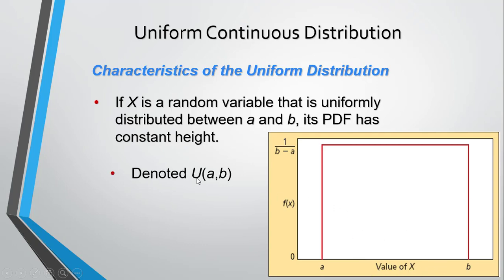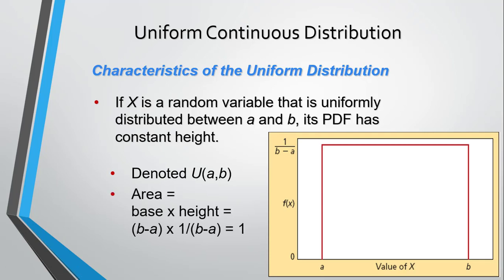Okay? So we can denote this as UAB, that's uniform distribution between A and B. The area is the base times the height. B minus A is the base, this line here. And the height is 1 over B minus A, that's this line here. And B minus A cancel each other, and then you have an area of 1.